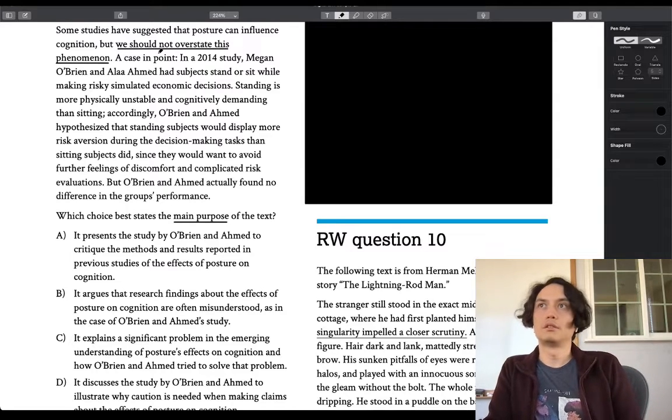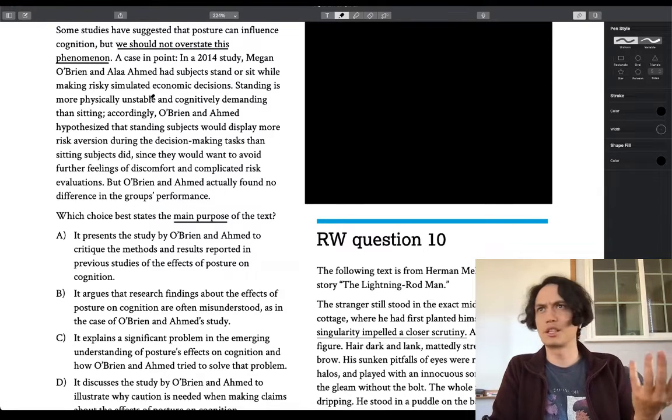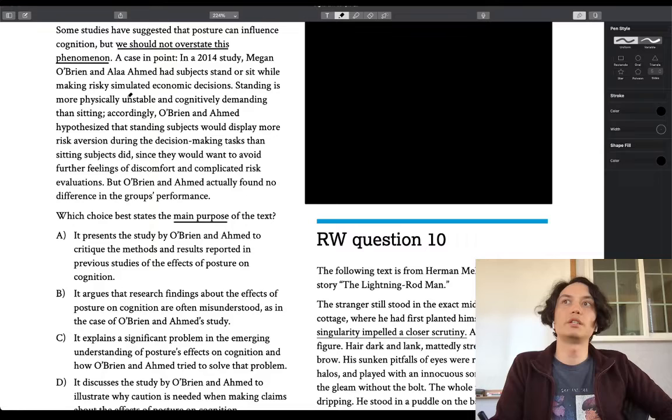A case in point. This is going to be a study that seems to suggest that posture can influence cognition, or maybe it's a study that went bad. In a 2014 study, Megan O'Brien and Allah Ahmed had subjects stand or sit while making risky simulated economic decisions. You're going to stand or you're going to sit and then you're going to make decisions. Standing is more physically unstable and cognitively demanding than sitting, so maybe this posture is going to influence your cognition.